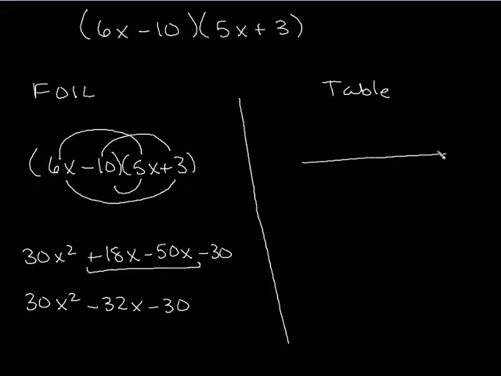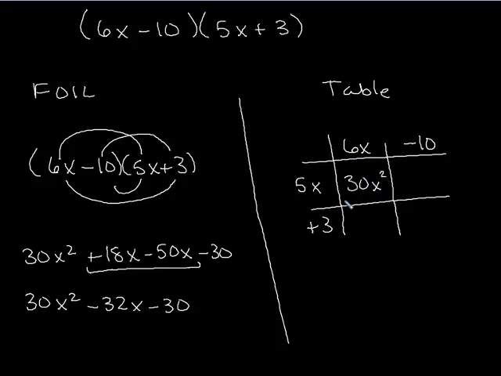Using the table, I'll write one binomial across the top and one down the side, again keeping the sign with the second term. 5x times 6x is 30x squared. 5x times negative 10 is negative 50x. 3 times 6x is 18x. And 3 times negative 10 is negative 30.